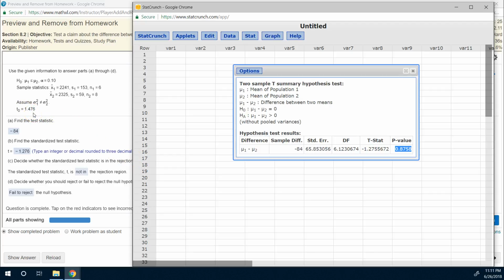t naught, let's see here. Okay, so actually we can use t naught right here. They give us t naught, I didn't notice that. So 1.476 is further away from 0 compared to our test statistic, which we found. So that tells us that it's not in the rejection region. Since our standardized test statistic is closer to 0 compared to the critical value, which is right here, it's not in the rejection region. And so that tells us we fail to reject the null hypothesis. Same sort of decision making that we've done in the past.